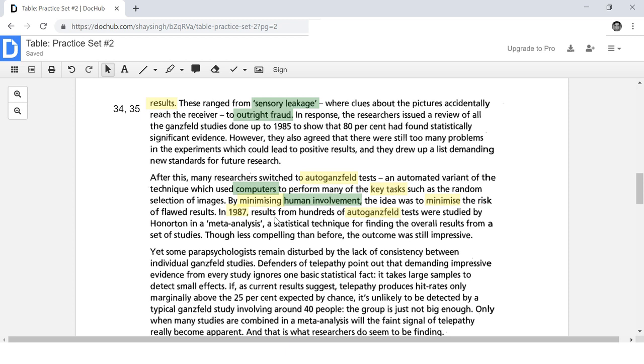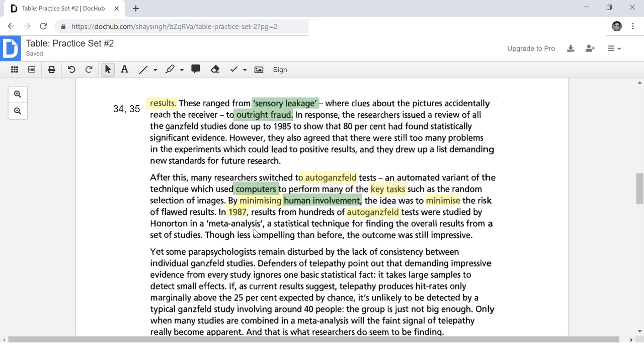In 1987, results from hundreds of Autogansfeld tests were studied by Honerton in a meta-analysis, a statistical technique for finding the overall results from a set of studies. So what this sentence is saying is that they took the results of hundreds of Autogansfeld tests. They took hundreds of results and then they did something to the results. What did they do? Well, they put it through a meta-analysis.